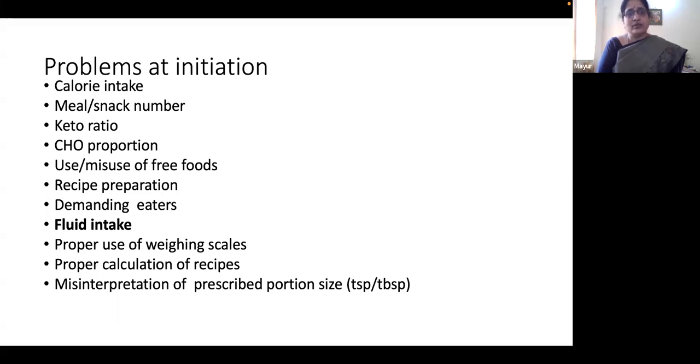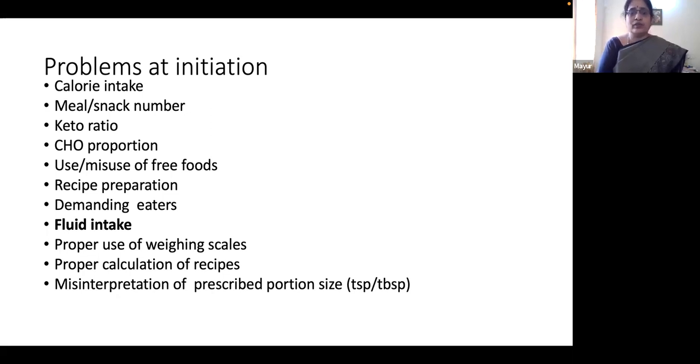And sometimes they get confused or they misuse the free foods. When we tell them to give a thin buttermilk made with only half a teaspoon of curd, just to give in between for the sake of fullness, or lime water, then cucumber salads and all that, which have negligible carbohydrate, we recommend that these can be allowed, but they misuse it by giving it very frequently, thereby adding to the carbohydrate content.